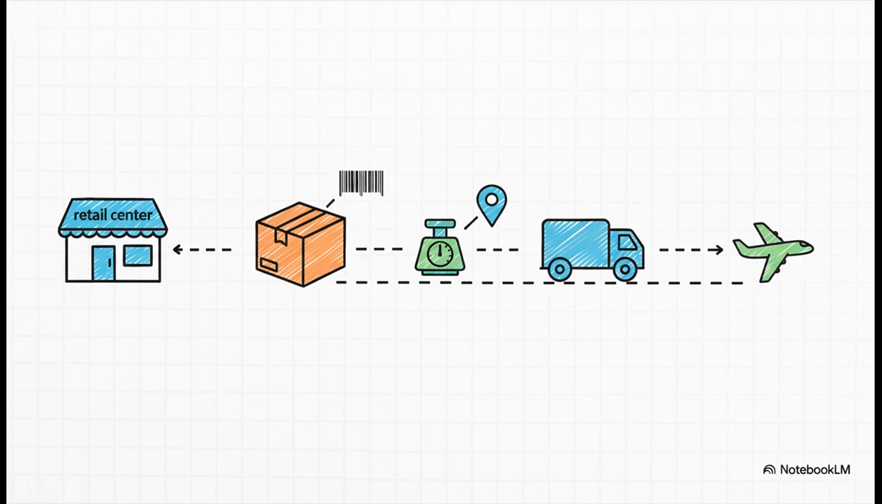You've got to think about the items themselves. Each one has a unique ID, a weight, a destination. Then you have the journey itself. It starts at a retail center. It moves through different transportation events. Every single piece of this puzzle needs a home.